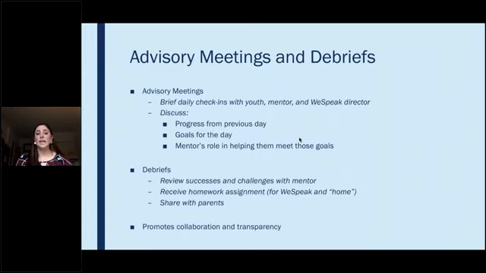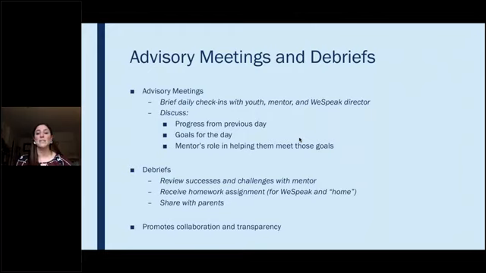We also do debriefs at the end of the day, and this is done with their mentor, where they review successes and challenges from the day. They receive their homework assignment, and they're given 2 homework assignments each day of We Speak. I'm the one who assigns the homework, and one of the homework assignments is a We Speak assignment that involves them connecting in one way or another with someone else from the program, whether it is texting, whether it's going for ice cream together, whether it's just kind of planning for their get together the next day.